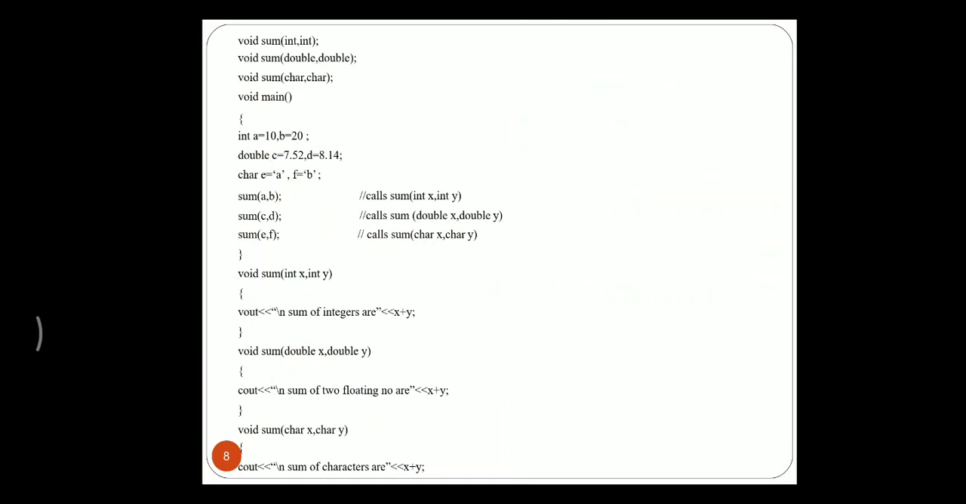Here the function calls sum of a comma b, which means it calls the integer function with values a and b. The second function call with c and d calls the function for double. And the third function call is for the character type. When the first function is called, it calculates the integer sum 10 plus 20, which will result as 30. The second function call for double shows 7.52 plus 8.14. And the third function, since it is a character which cannot be added, will present an addition of the ASCII values of the characters.